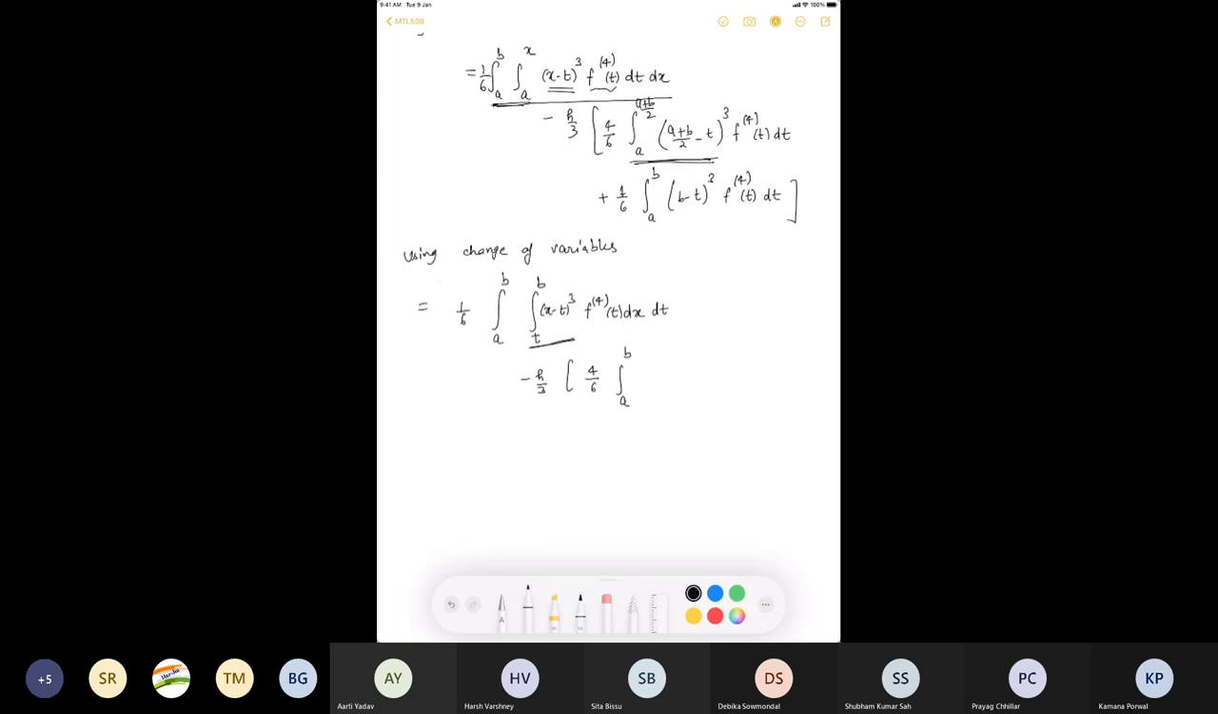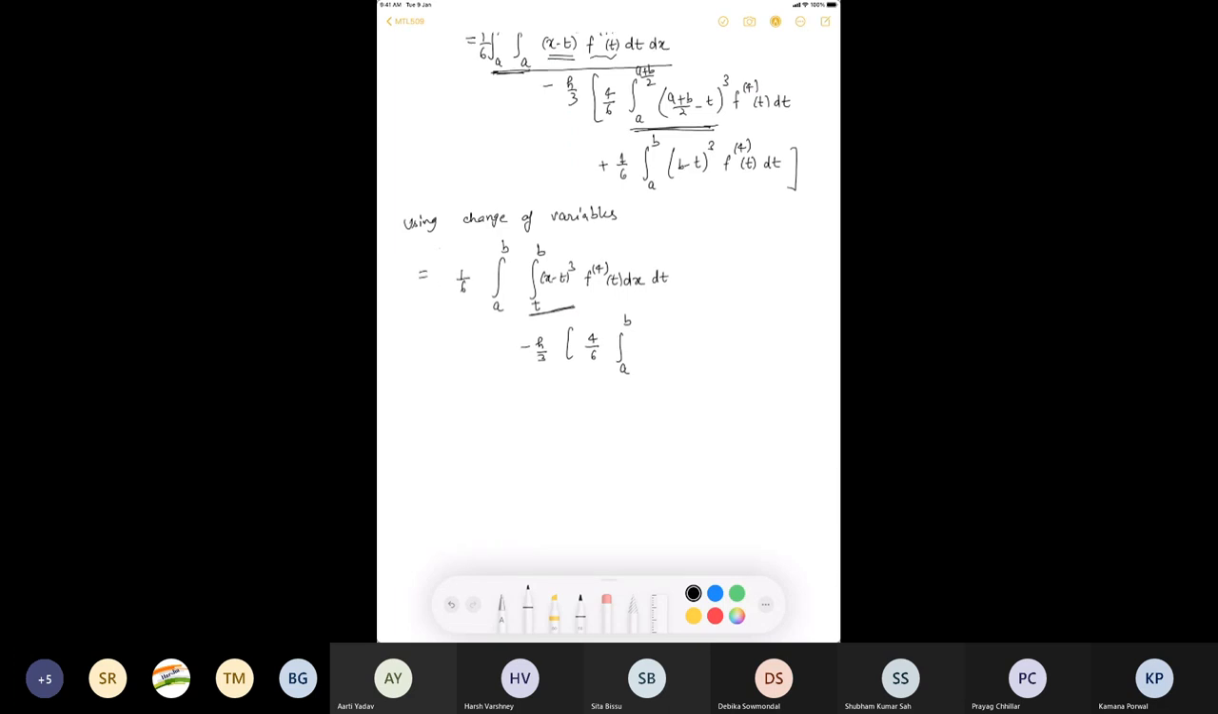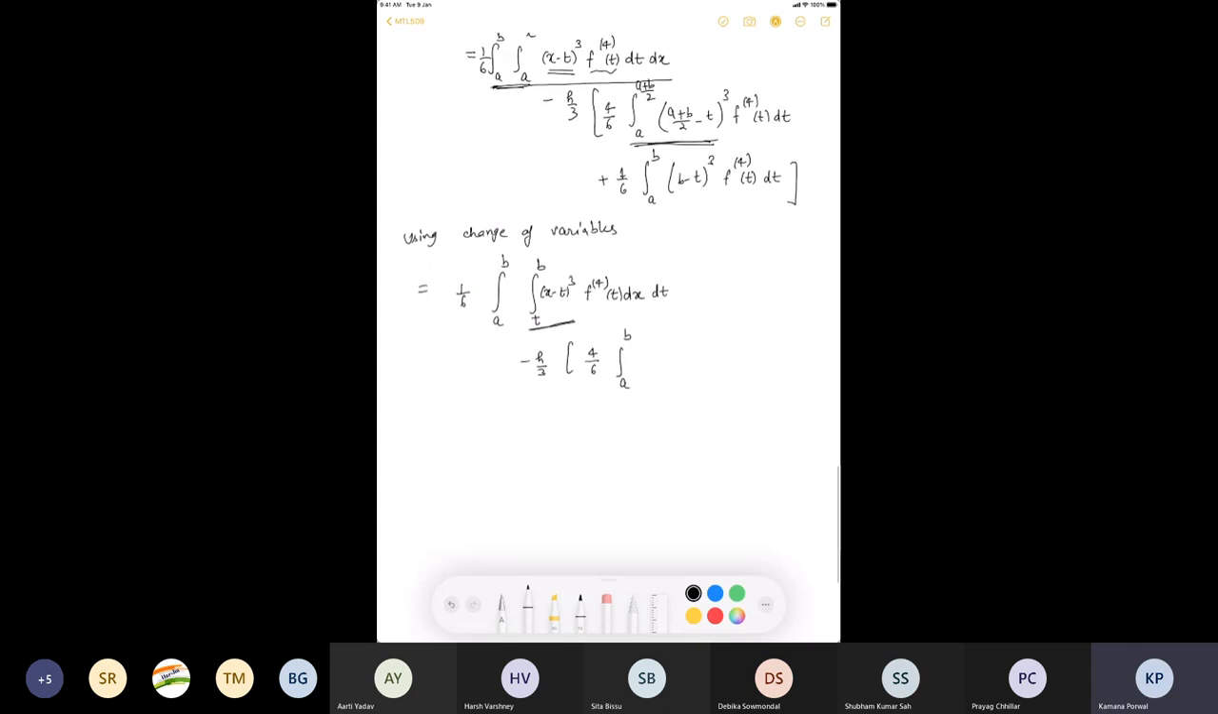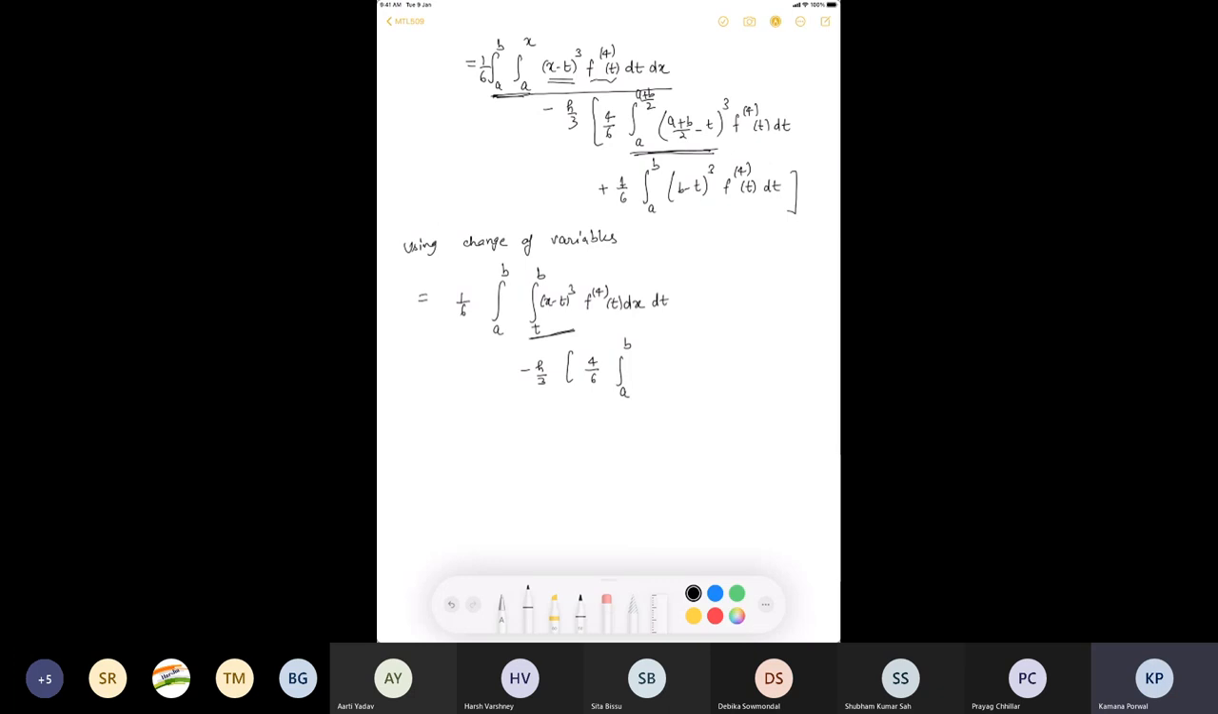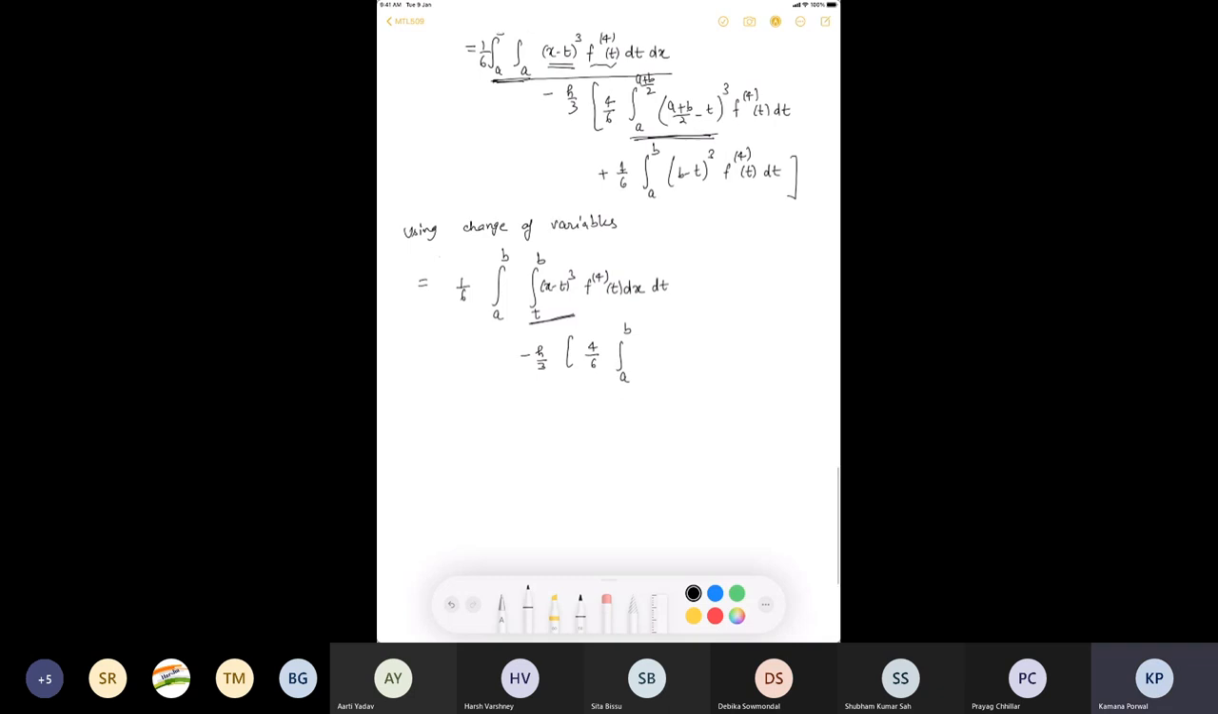Minus b to a plus b by 2. Yes, but I used a notion called the positive part of the function, right? You recall that when we were deriving the Peano-Kernel's error formula for the composite trapezoidal rule, we were having different limits, right? a to x1 and then a to x2 and so on. And then we converted it into the limits a to b by using the positive part of the function, that is, I can write this as a plus b by 2 minus t.